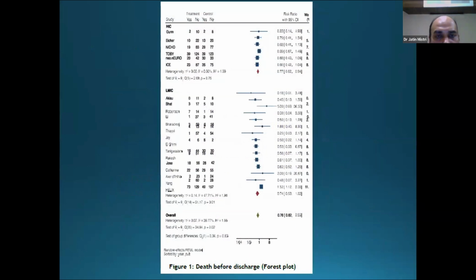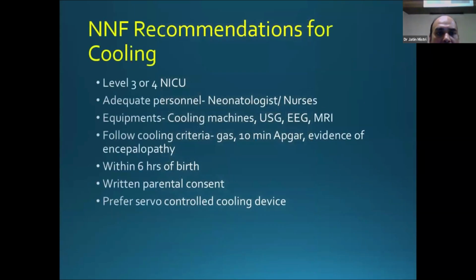And what they did is they did a review of 24 trials, out of which 7 were in higher income countries and the remaining 17 were in lower income countries. Following which NNF made up some guidelines and came out with the recommendations. The NNF recommendations were that it should be used only in a level 3 or level 4 NICU where there is a facility for cooling.